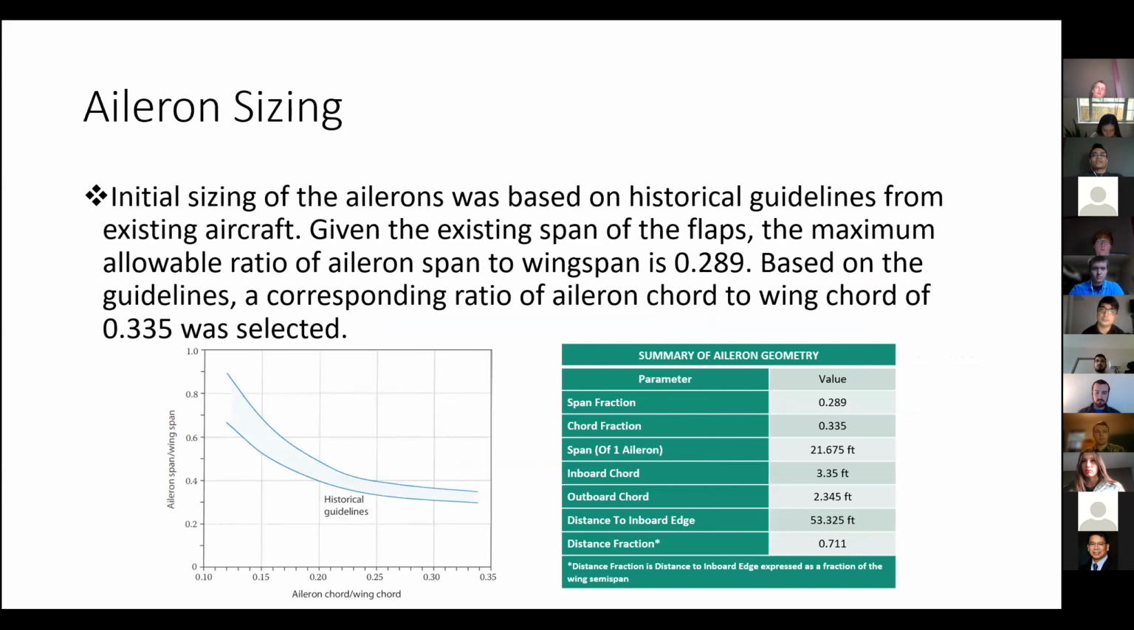For sizing the ailerons, we used historical guidelines. The limiting factor for us was the amount of wing left between the flaps and the winglets. So that ratio of wingspan was 0.289, and based on the historical guidelines, the corresponding chord ratio was 0.335, and the aileron was sized accordingly.